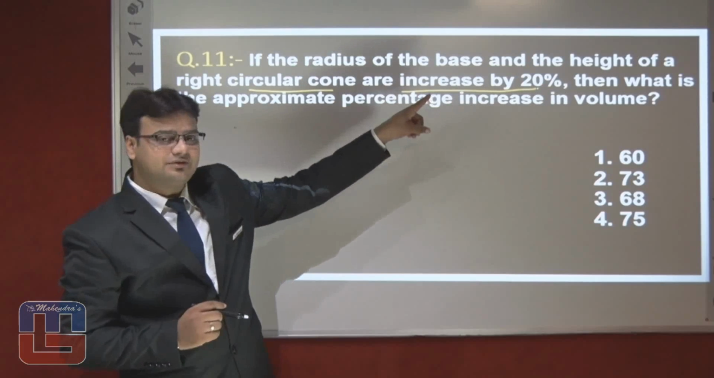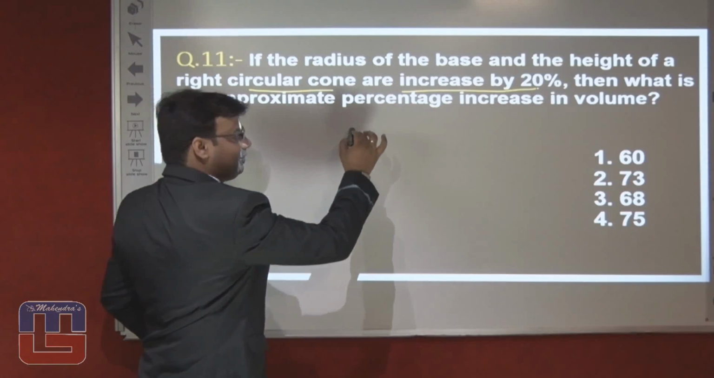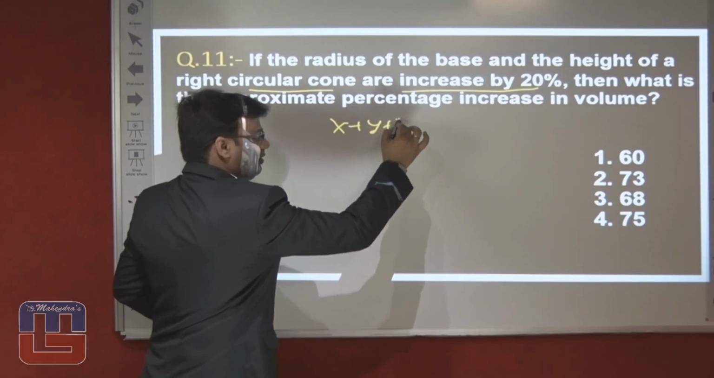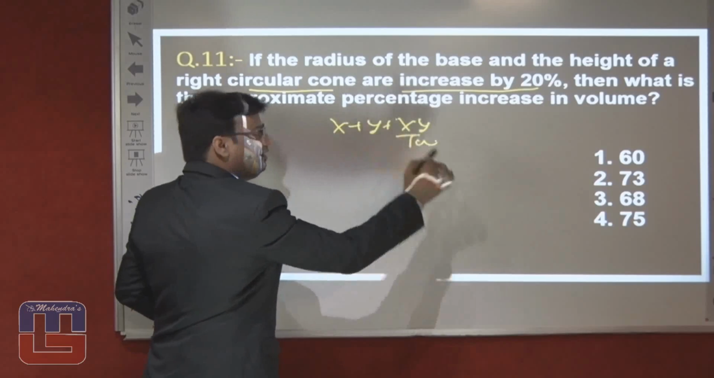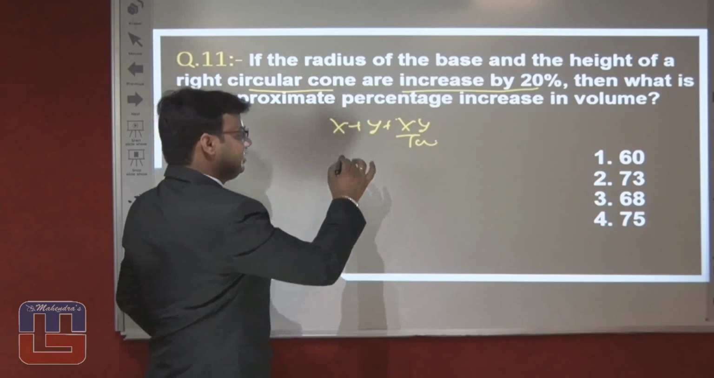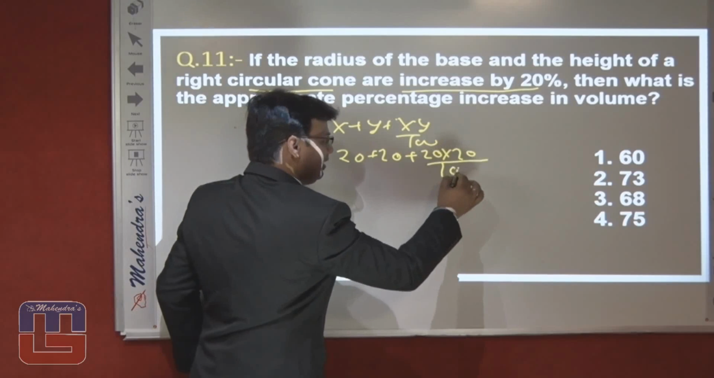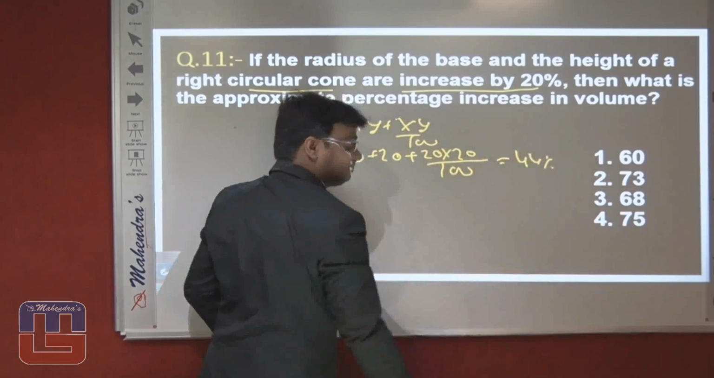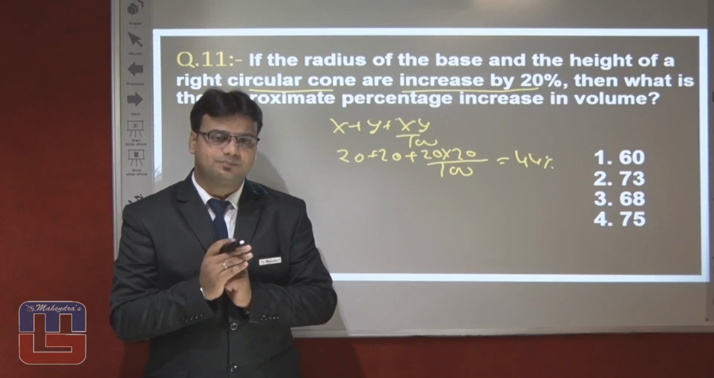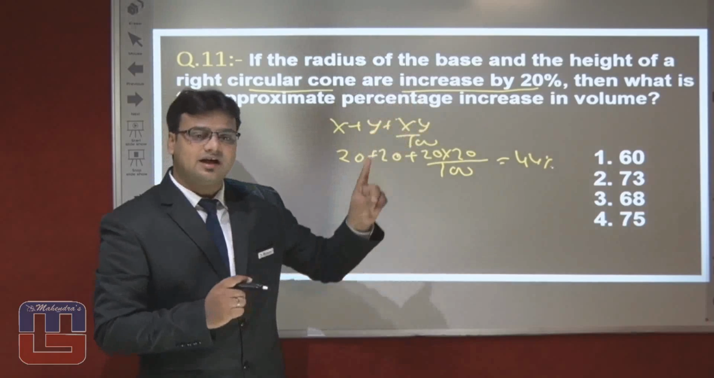Here with a 20% increase in the radius, the area will change by how much percent? Using successive percent, we know x plus y plus xy by 100. Here for the radius both variables are the same, so x and y are both 20. We get 20 plus 20 plus 20 into 20 by 100, which gives 44%. That means the area of base is increased by 44%, and the height is also increased by 20.